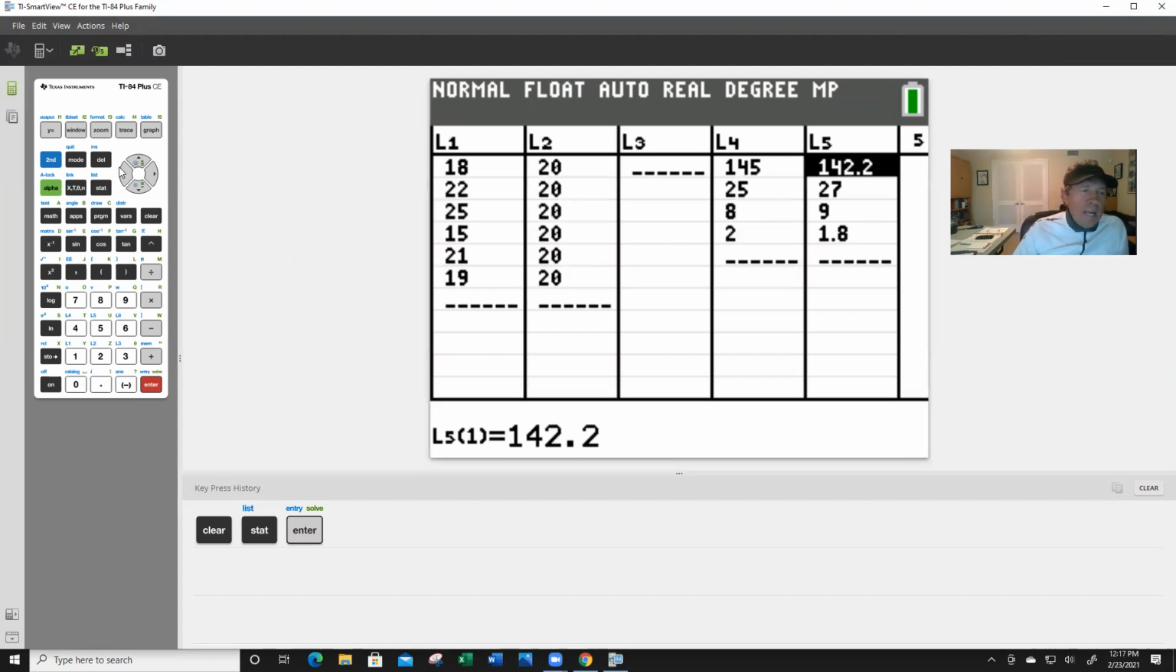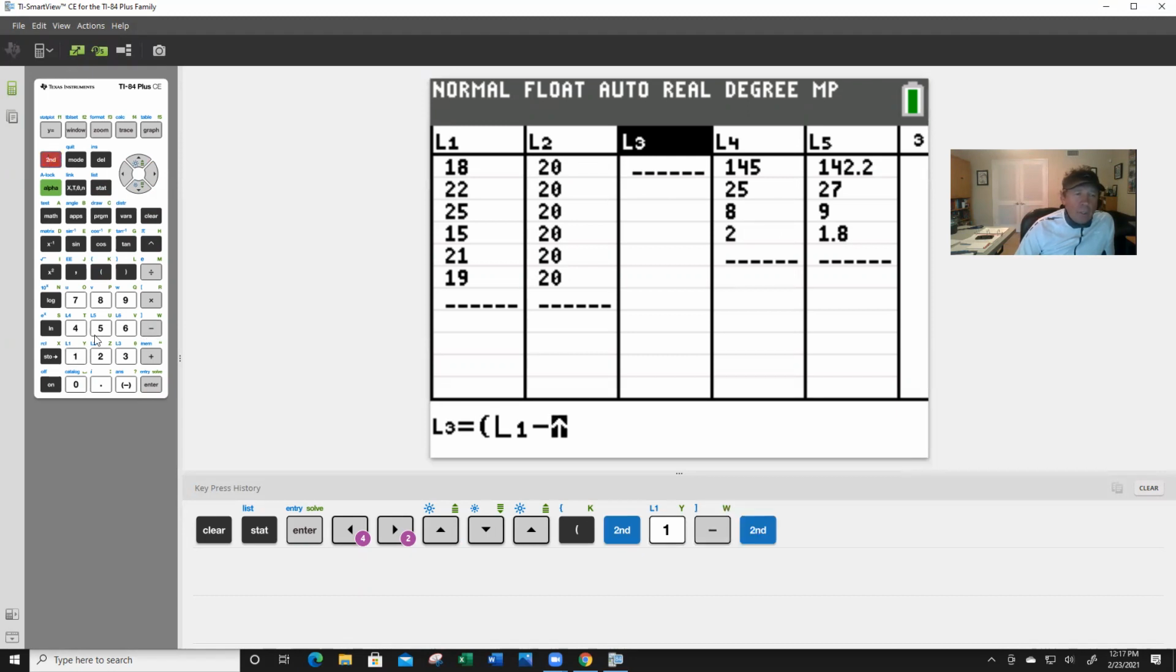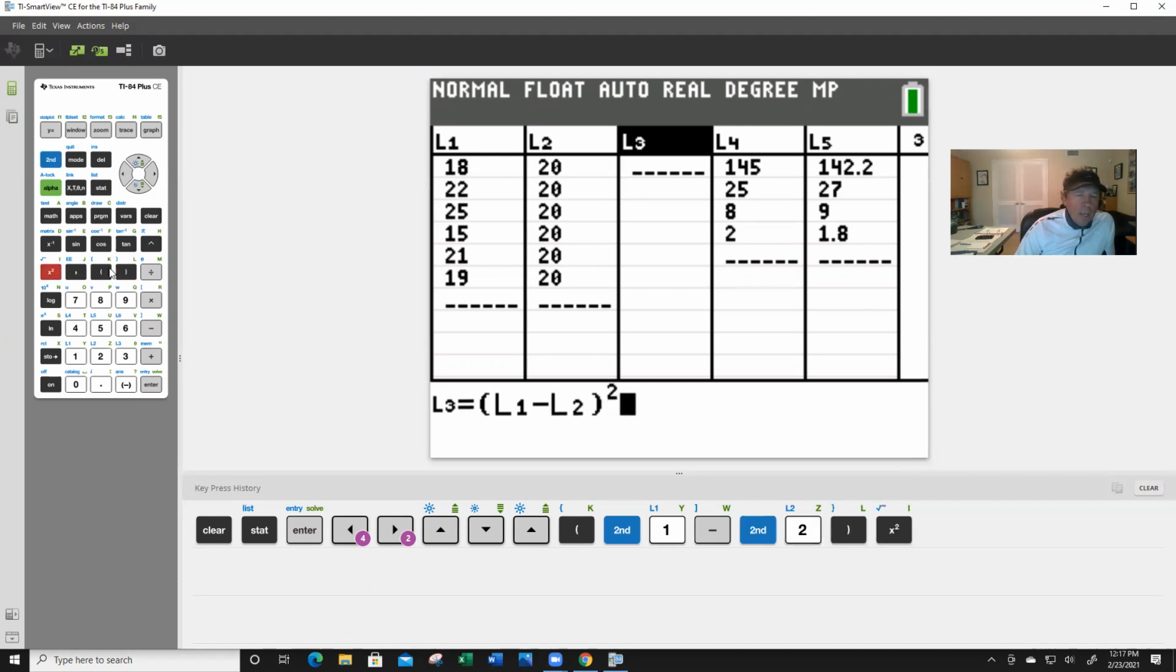What I did is I entered the observed in L1, and then in L2, I did the expected. And all I'm going to do on the L3, I got to be on the L3, not in the first cell, but on the L3, is I'm going to do observed, which is L1. So second in the 1 button, look at my parentheses I put. I'm going to subtract the expected, which is L2. Then I'm going to square it, and I'm going to divide it by L2. O minus E squared divided by E.